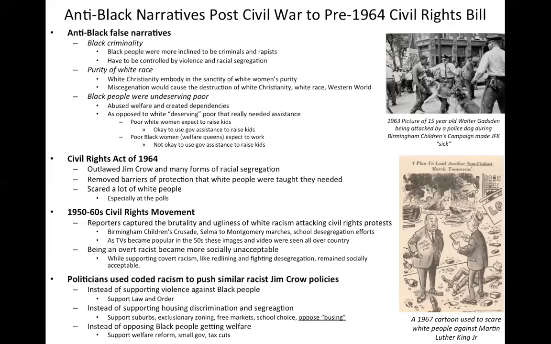Particularly, the defining moment was after the 1964 Civil Rights Bill. That's when we start immediately seeing people like Strom Thurmond and the Dixiecrats move to the Republican Party, and they start this new Southern strategy, pushing the same racist policies of housing discrimination and segregation and violence against Black people, but they do it in a much more socially acceptable and coded way, where it doesn't even feel like race anymore. So instead of supporting lynching and the KKK and violence against Black people, you start seeing people like Nixon talk about law and order.